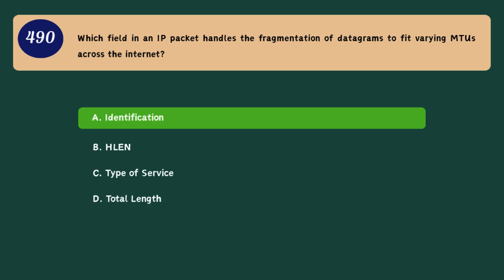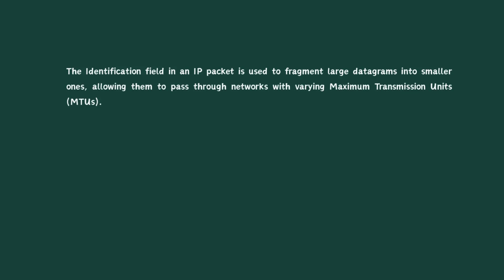Correct answer. A. Identification. The identification field in an IP packet is used to fragment large datagrams into smaller ones, allowing them to pass through networks with varying maximum transmission units.